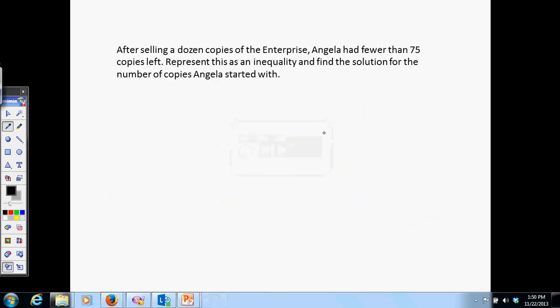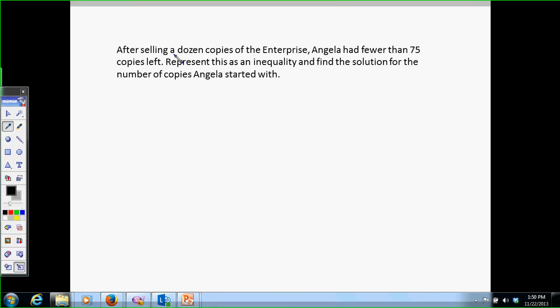So let's take a look at one of those word problems. After selling a dozen copies of the Enterprise, Angela had fewer than 75 copies left. Represent this as an inequality and find the solution for the number of copies Angela started with. So let's analyze this a little bit. After selling a dozen copies, so she sold 12 copies of the Enterprise, she had fewer than 75. So we want to know how many copies she started with.